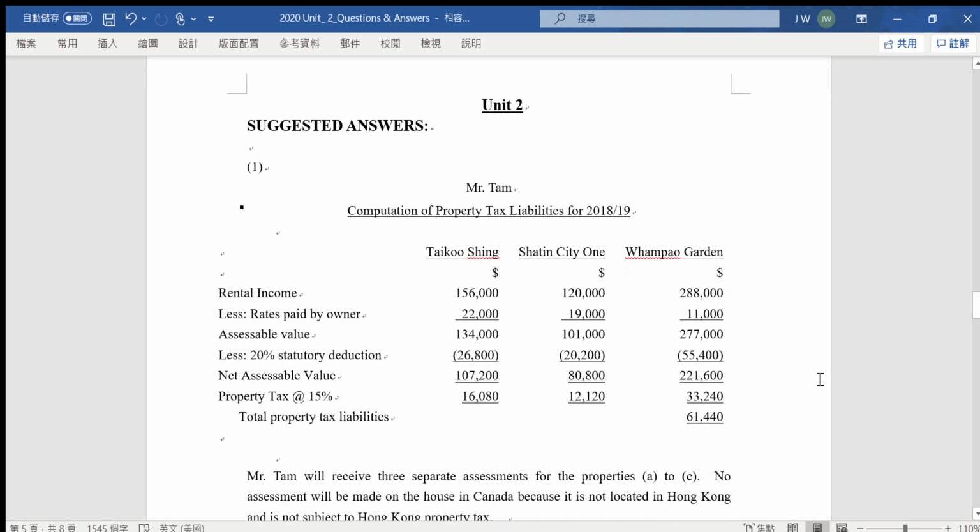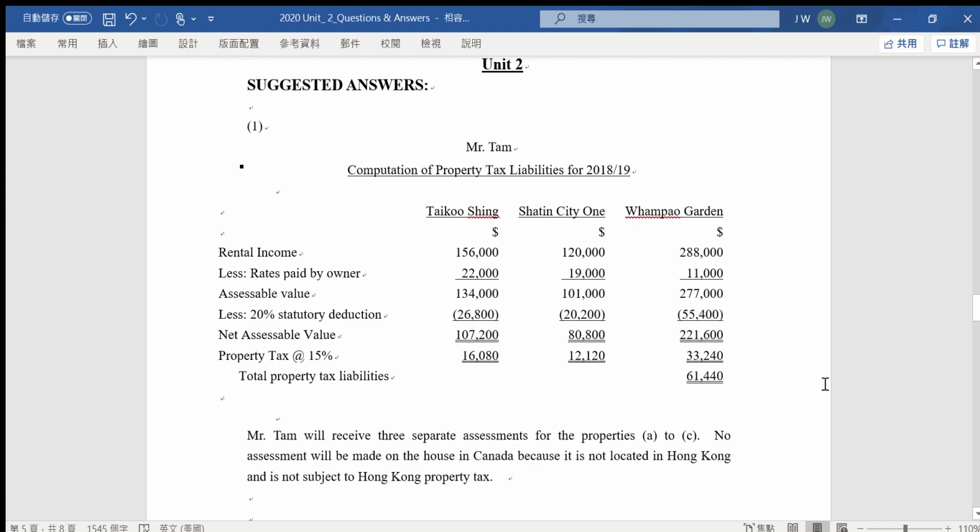We can construct a table to work out the amount, but you will find that each tax assessment should be calculated separately for each of the properties, and that's why this one is for convenience of calculation only. In reality, that should be separated into 3 tax assessments. That will be one on Tai Sing, one on City, one on Wampo Garden.